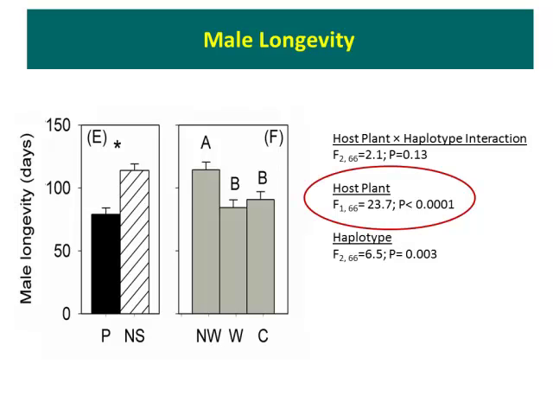When we looked at the male longevity, it was also longer on the bittersweet nightshade, around 120 days, but on the potato it dropped to around 80 days. But when we compare these haplotype males, irrespective of the host plants, the northwestern males appeared to live longer compared to the western and the central haplotypes.